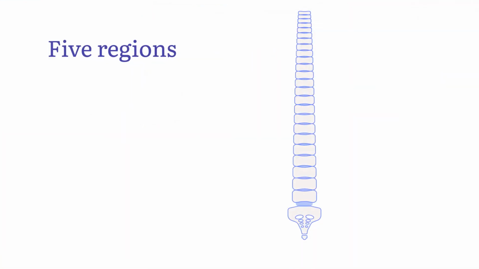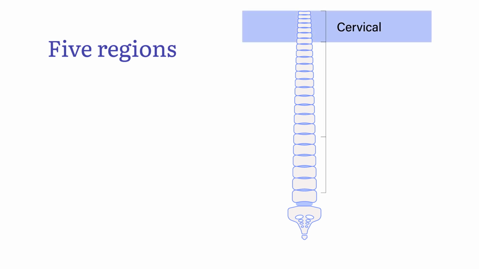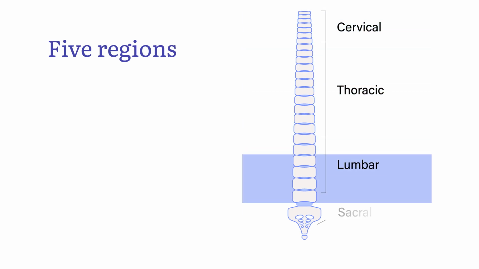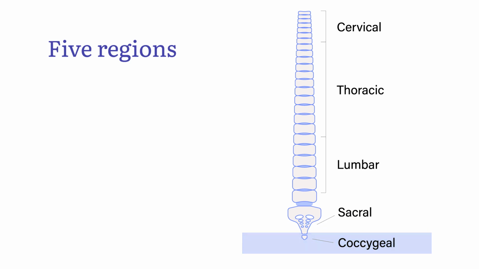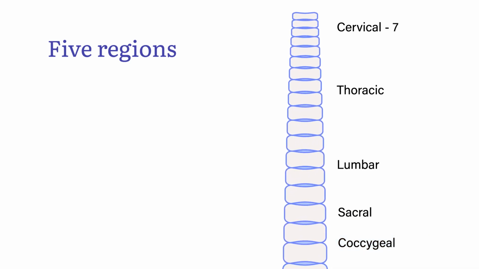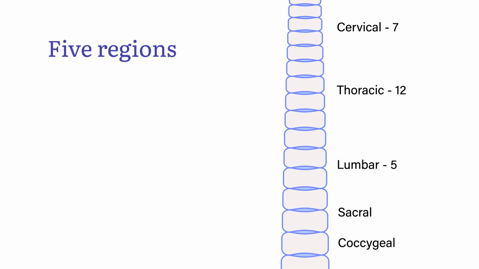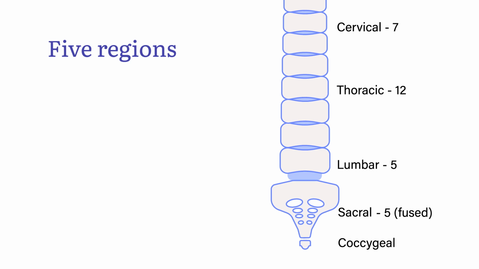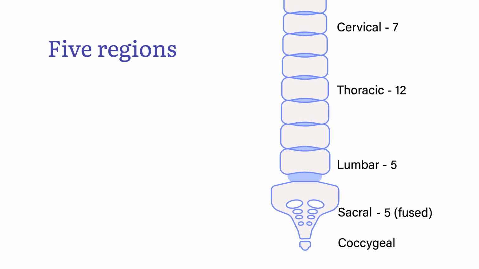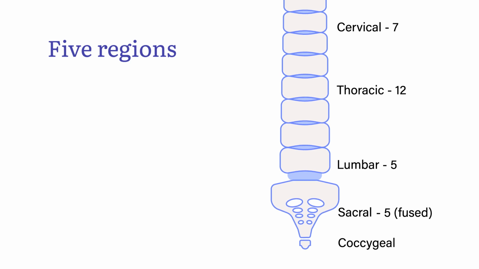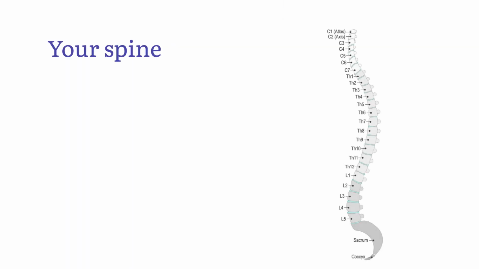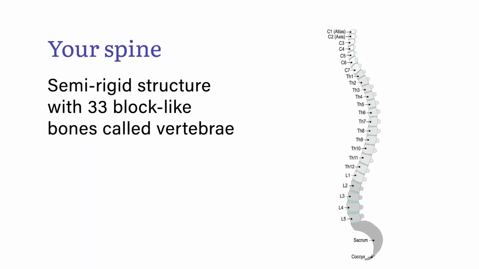The spine is divided into 5 regions: cervical, thoracic, lumbar, sacral, coccygeal. Your cervical area has 7 vertebrae, the thoracic has 12 vertebrae, the lumbar has 5 vertebrae, and the sacrum has 5 levels. The levels of the sacrum are all fused. The very lowest portion of your spine is the coccygeal area, and your coccyx has 4 bones that are fused together. The spine is a semi-rigid structure that consists of 33 block-like bones called vertebrae.